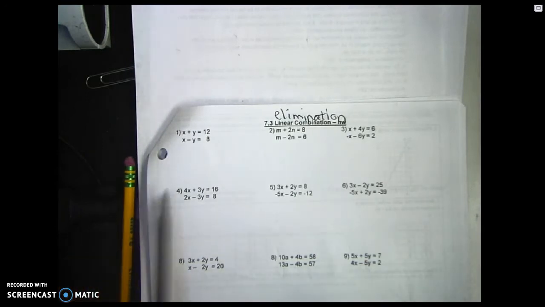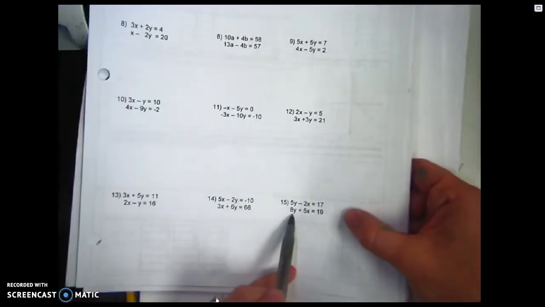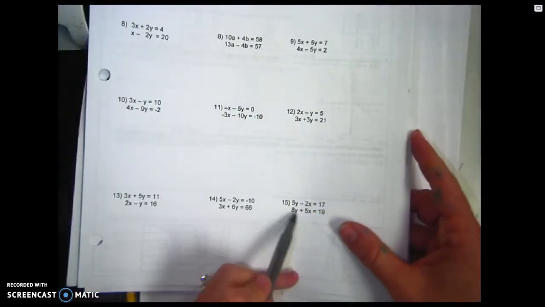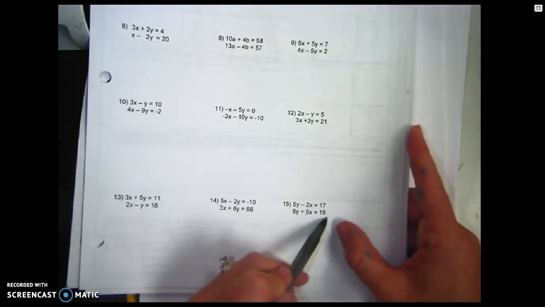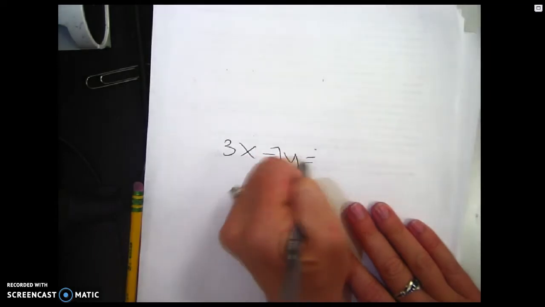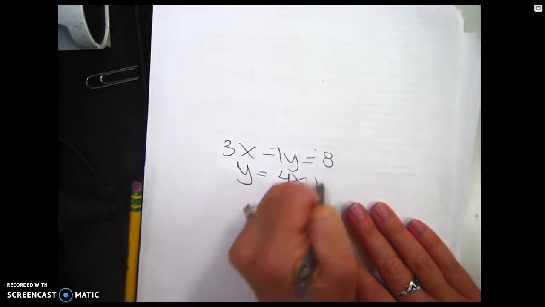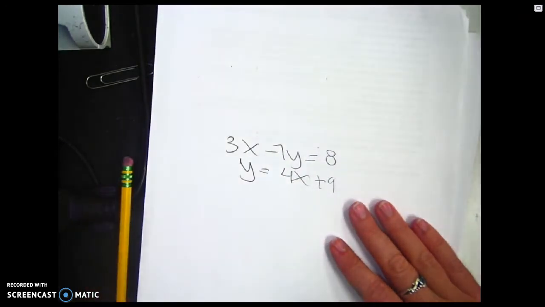If you look, I actually set everything up for you. I even set up number 15. I just did it backwards, where I did the y, then the x, then the equals, then the number. So what I want you to see is if I had 3x minus 7y equals 8, and I had y equals 4x plus 9, nothing even is lined up.